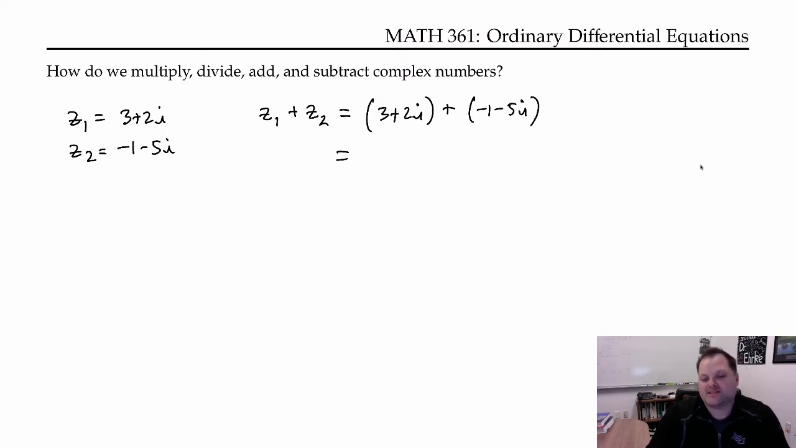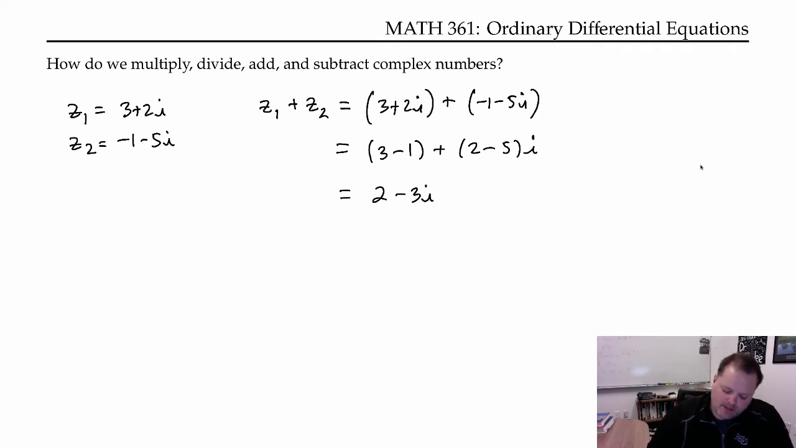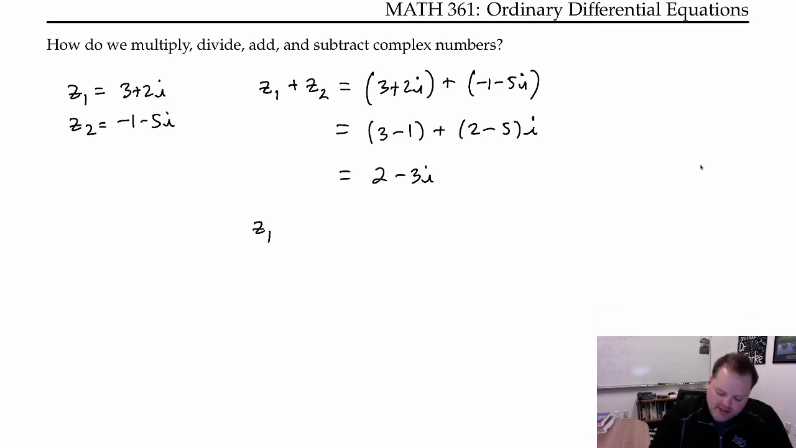You can think of i as though it were like a variable. It's not. Remember, i is a number, but you can treat it as though it were an x, and you collect terms based on whether they have x or not. So you've got the constant terms, 3 and negative 1, and you have the i terms, which are 2 and negative 5, and now we've collected like terms. So 3, negative 1 give you 2, 2 minus 5 is negative 3, so we have added those two complex numbers. Okay, so similarly, if you were to subtract, it's the same thing.